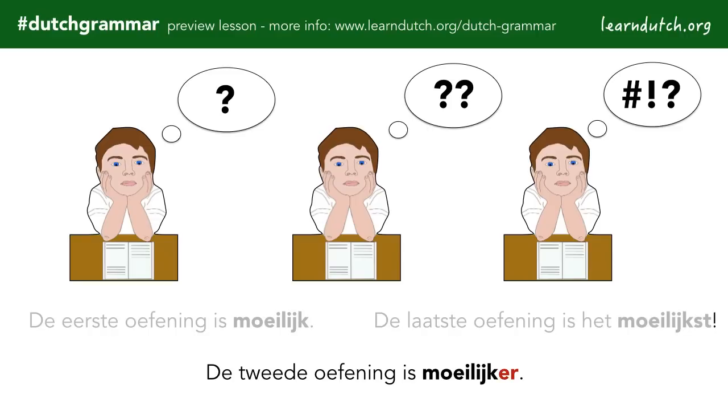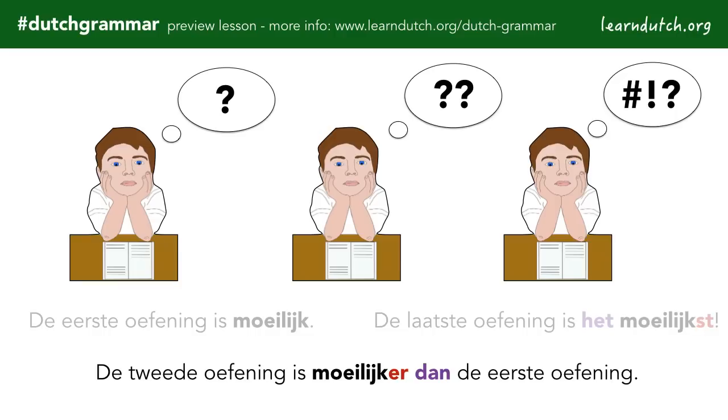Moeilijker is the comparative. It ends on er. Moeilijkst is the superlative. It ends on st. And we write it with het. If we name both things we compare in one sentence, we use dan. De tweede oefening is moeilijker dan de eerste oefening. The second exercise is more difficult than the first exercise.